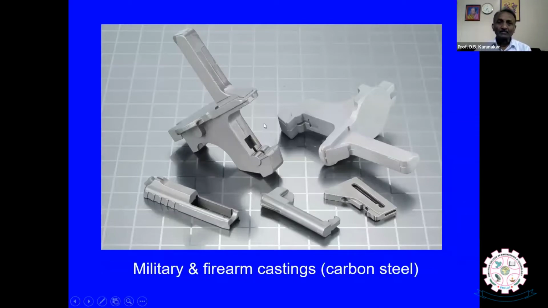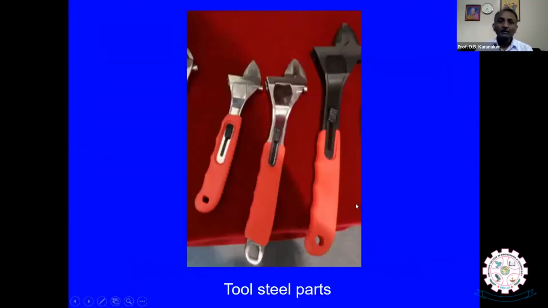Military and firearm castings. Yes, these are made up of carbon steels and these are manufactured by investment casting process. Now you see tool steel parts. Yes, so these parts are very familiar to us. We have seen these several times, but we rarely think how they are manufactured. These are manufactured by investment casting process.